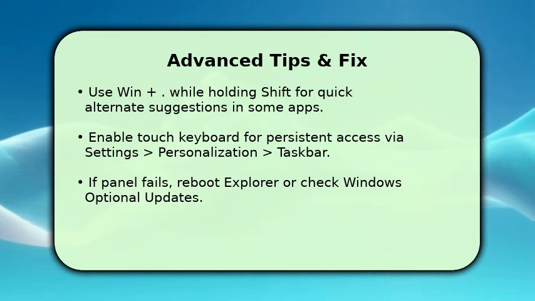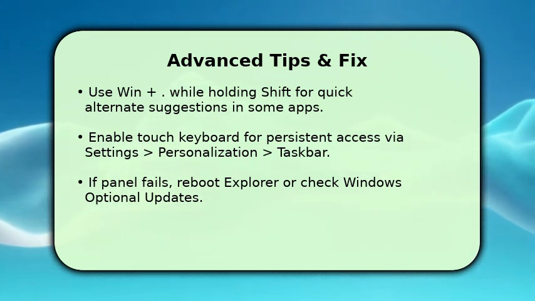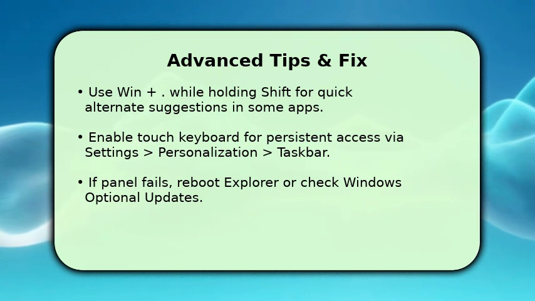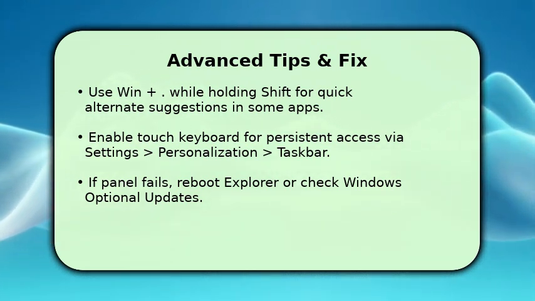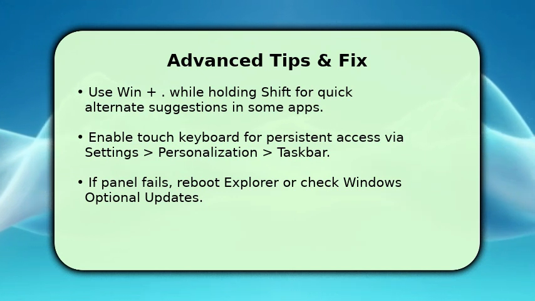If the panel stops appearing, restart Windows Explorer or check optional updates, because outdated system files often block the picker. If problems persist, make sure your keyboard layout matches your region and then retry.